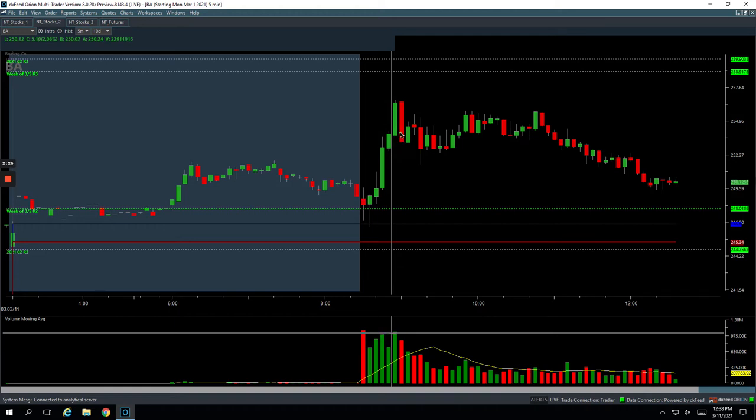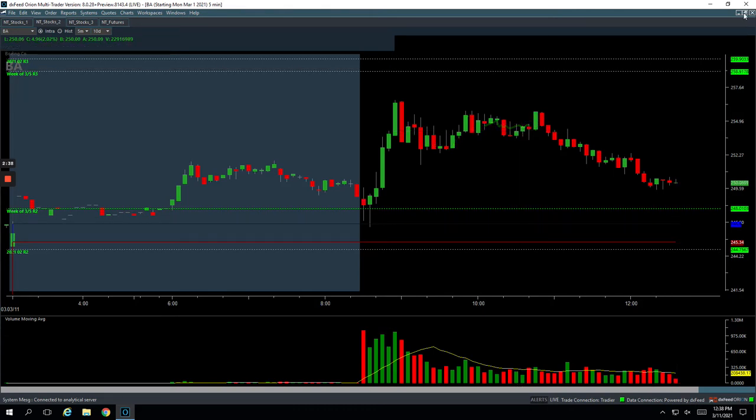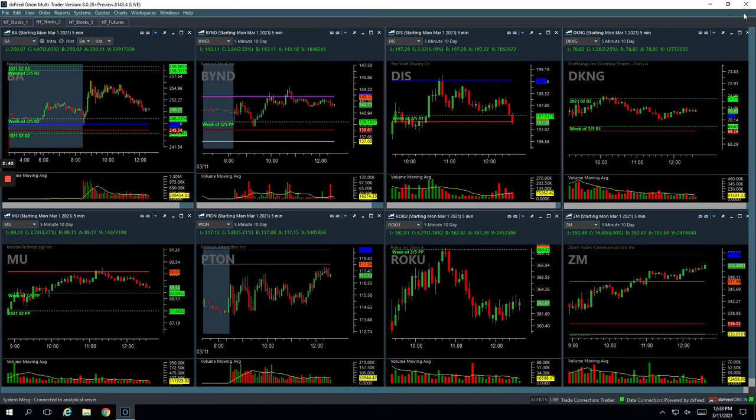Just got in with a small position here to go long, looking for a potential continuation. Kind of chopped around, finally popped up, chopped around. I can't remember exactly where I closed it out, but I ended up just scratching it for plus 40 on the day, which ended up being a good decision.